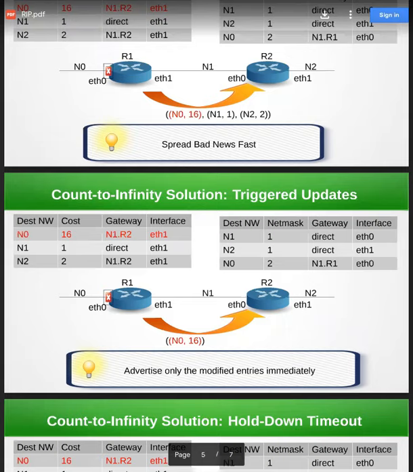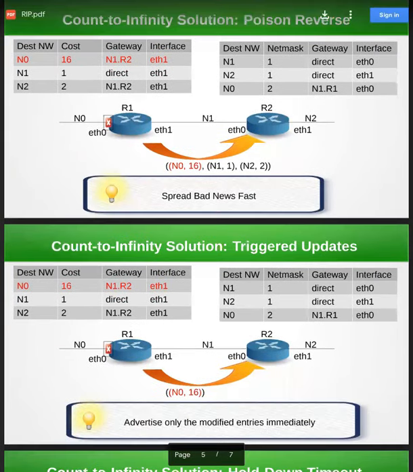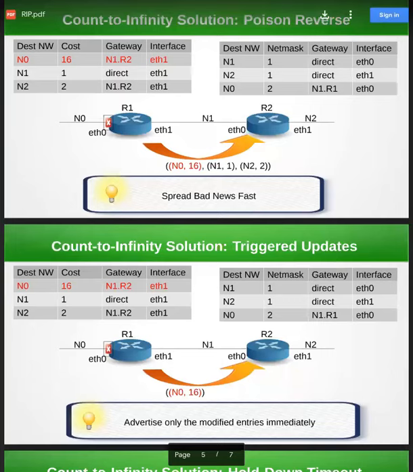So I'm not waiting for my next broadcast cycle. In the previous slide, I waited for my next broadcast cycle and advertised the entire routing table, but here I'm only advertising the single entry which has been modified. So advertise only the modified entries, and immediately. So the probability that somebody else will tell you about your own route will be reduced.